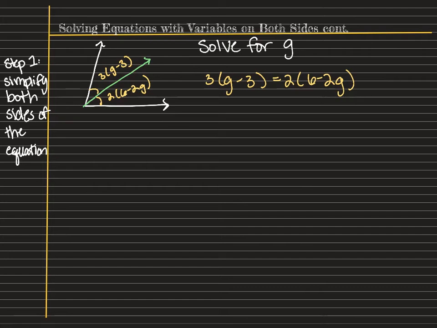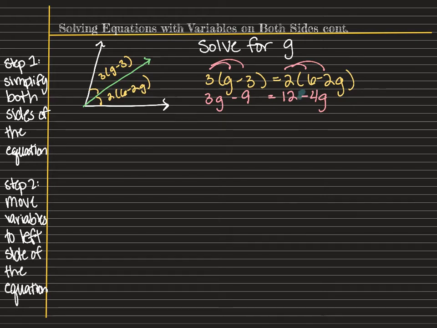And by that I mean on the left side I have this 3 that I can distribute, and on the right side I have this 2 that I can distribute. And when I do that, I end up with 3g minus 9 and 12 minus 4g. All right, now we're going to return to the same exact process that we used last time, and that's where we're going to move all of our variables to the left side of the equation.